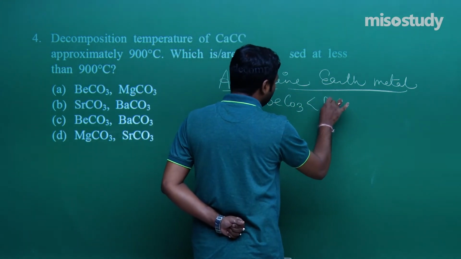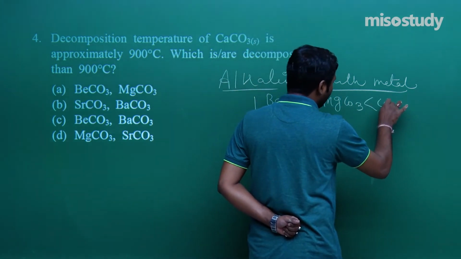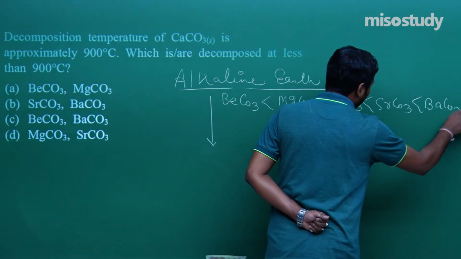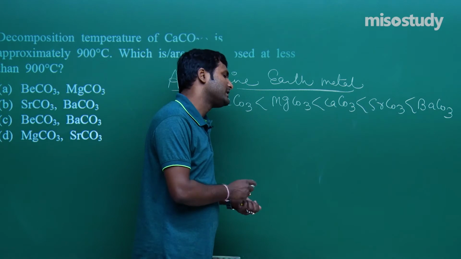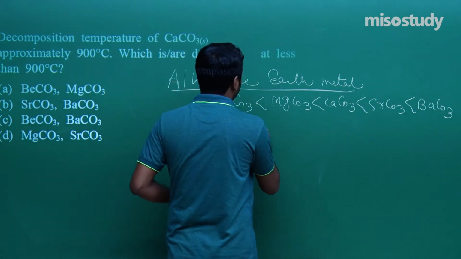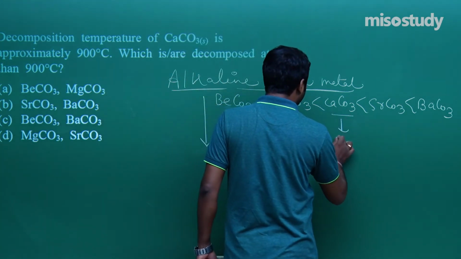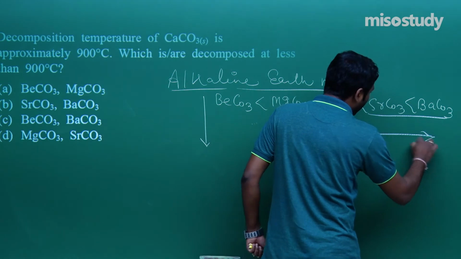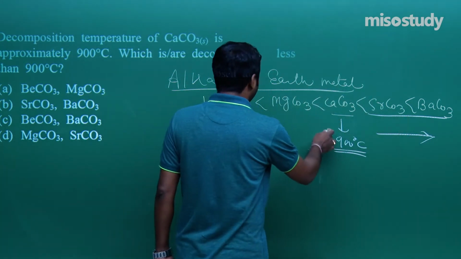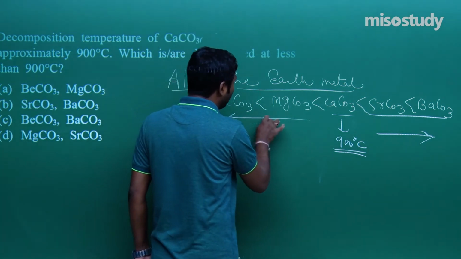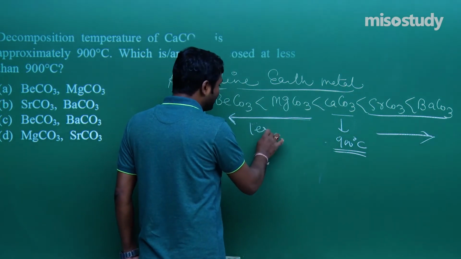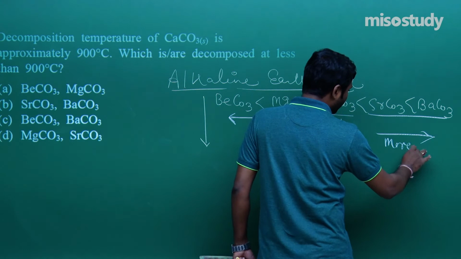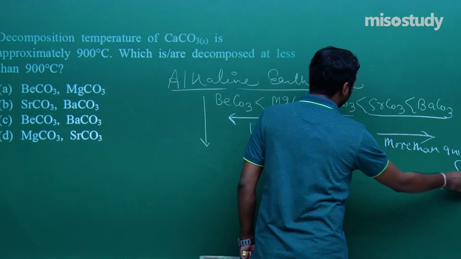If I talk about BeCO3, then MgCO3, then CaCO3, then SrCO3, then BaCO3. Am I right? Yes, sir, you are right. So down the group, the thermal stability of the carbonate increases. If CaCO3 has 900 degrees Celsius as decomposition temperature, then strontium and barium will require high temperature, more than 900 degrees. But Mg and BeCO3 can be easily decomposed, requiring less than 900 degrees. I take CaCO3 as a parameter.